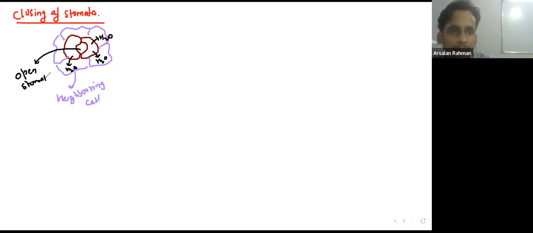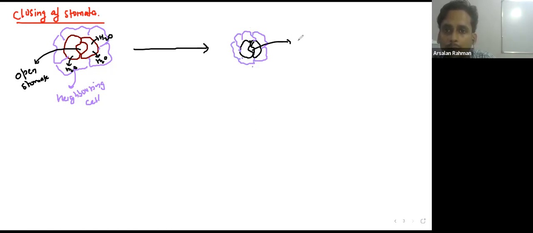Now what will happen? The guard cell will shrink. These are the neighboring cells. Can you see the opening is now shrunk? This is called a closed stomata.